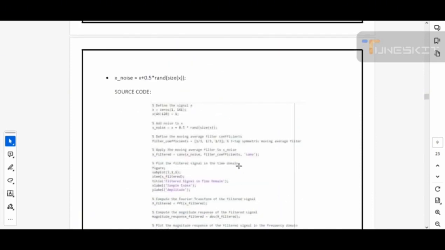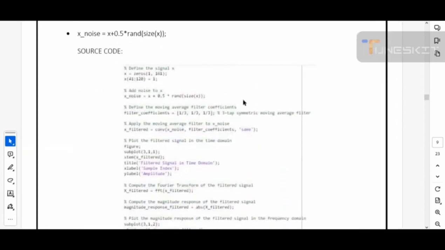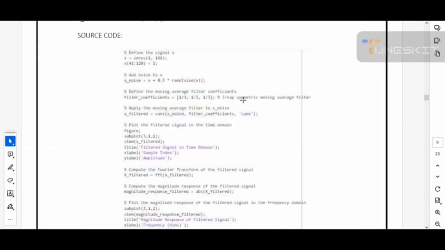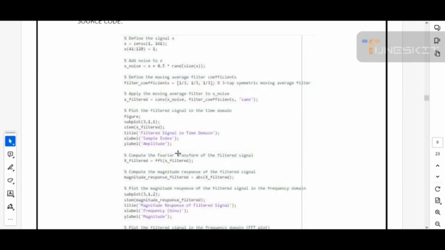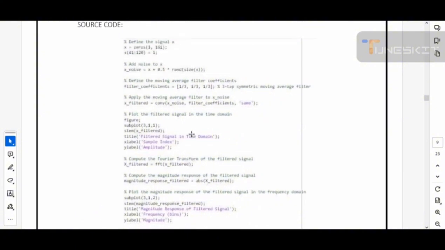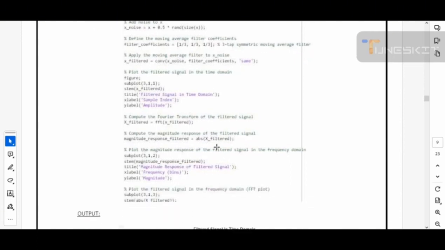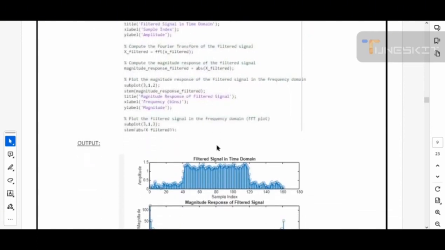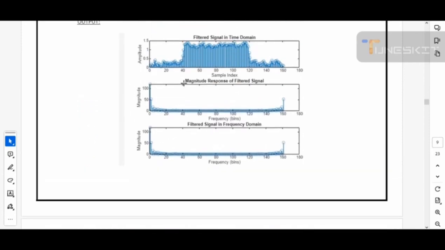Moving on towards the next task. Here, first of all, we have used the value of x, and then we have defined our function, and the range is from 1 to 161. After that we have used the signal command and added the noise, then we have defined the moving average filter. Same as above, we have used the subplot, and for plotting the filtered signal in the time domain we have used the plot command, the title, the x label and the y label. After that we have used the Fourier transform FFT function, and here it is the output.